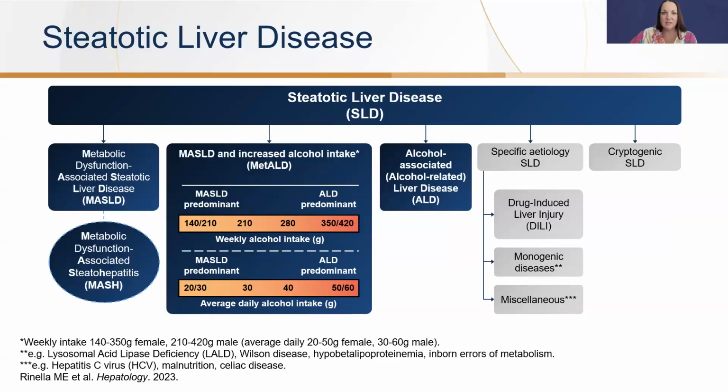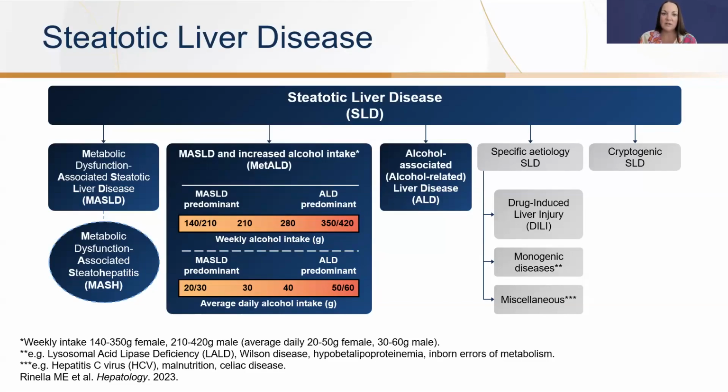So when we think about steatotic liver disease, we need to kind of break down with our patients, is this all fatty liver or metabolic associated, or is there alcohol related? Is it a combination of both, or is there another etiology for the steatosis and the fibrosis of the liver?